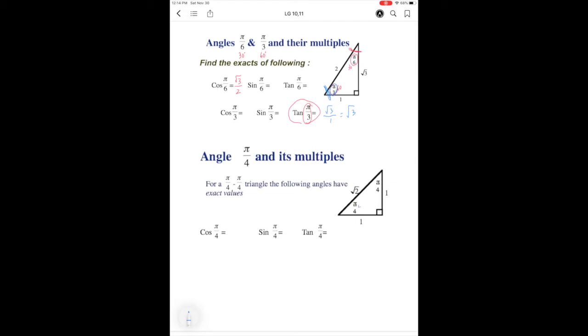Same thing with pi over 4. You just remember these are 45s. If I'm doing the sine, and I'm standing here, it's the opposite over the hypotenuse. You don't have to rationalize, I will accept this as a mark. And if you want to rationalize, it's very good. You can times it by root 2, times it by root 2 to get root 2 over 2. That is fine as well, but you can leave it like that.